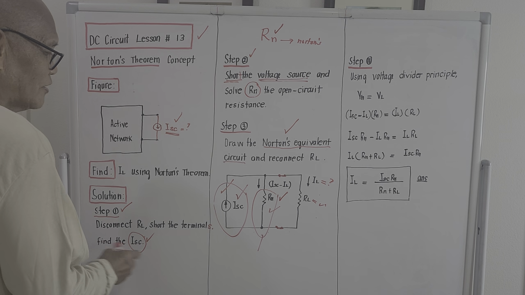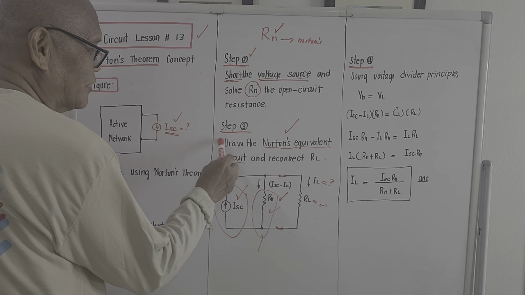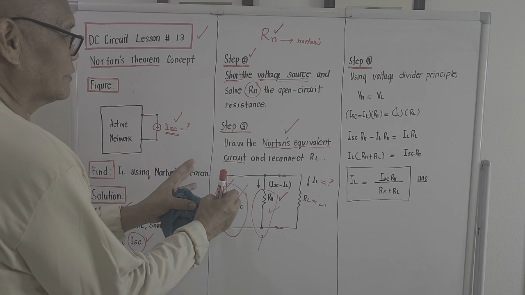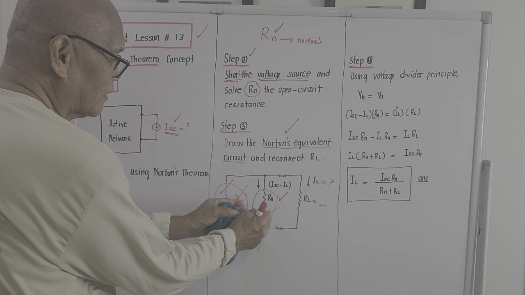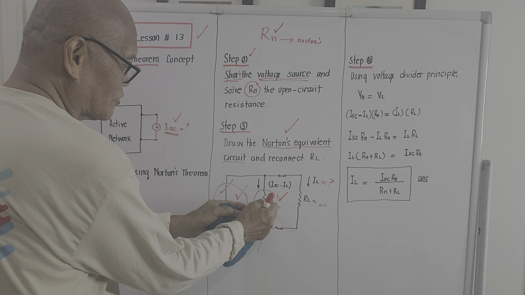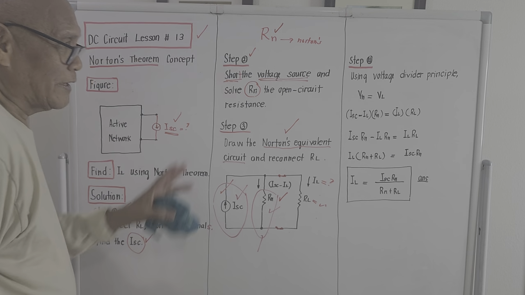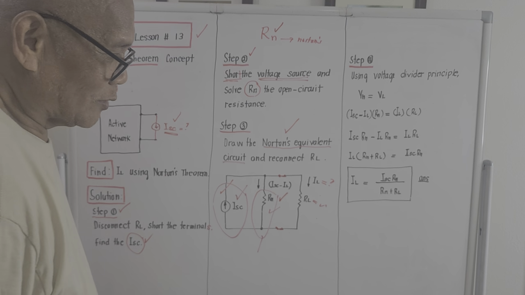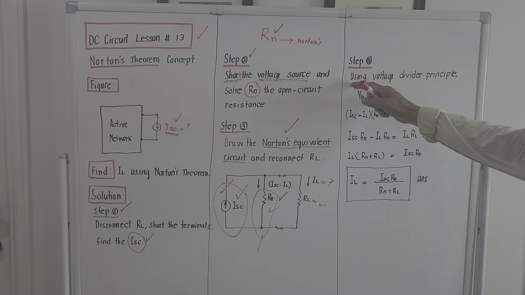Step number 1, this portion. Step number 2 is this portion. Step number 3, try to take the Norton's equivalent in which the short circuit current is in parallel with the open circuit resistance R sub N. Then try to reconnect the load. Okay, step number 4, this will be the last part. Step number 4, using voltage divider principle.